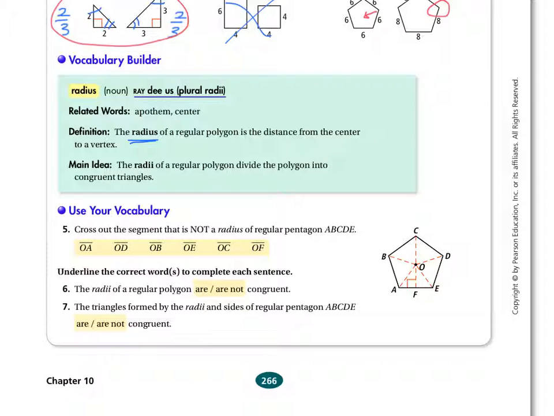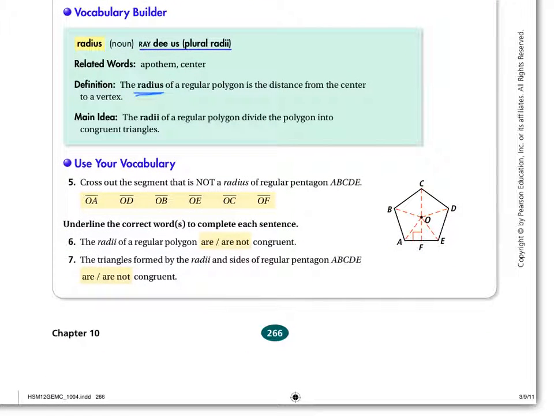And then the main idea is that the radii of the regular polygon divides the polygon into congruent triangles. And you can see that down here on this figure right here. Wouldn't you agree that all of these triangles here, and we talked about that in the last lesson as well, are all congruent triangles? Assuming that all sides are equal. So, cross out the segment that is not a radius of the regular pentagon ABCDE. The minute that they said that it was a regular pentagon, we know that all interior angles are equal and all sides are equal. So we can make the assumption that those triangles inside there are equal. So which of the segments drawn is not a radius?